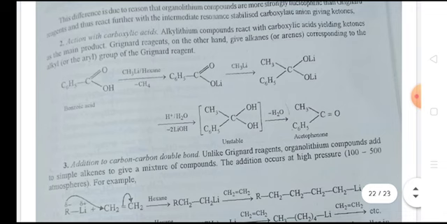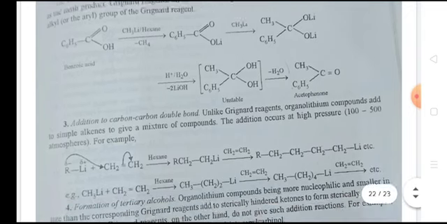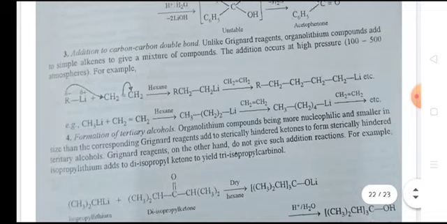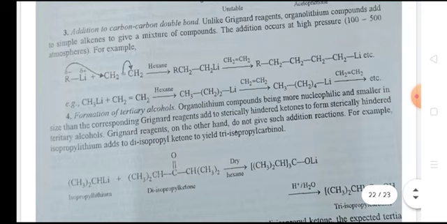Second, action with carboxylic acid. Alkyl lithium compounds react with carboxylic acids yielding ketones as the main product. Grignard reagents, on the other hand, give alkanes corresponding to the alkyl group of the Grignard reagent. Third, addition to carbon-carbon double bond. Unlike Grignard reagents, organolithium compounds add to simple alkenes to give a mixture of compounds. The addition occurs at high pressure.